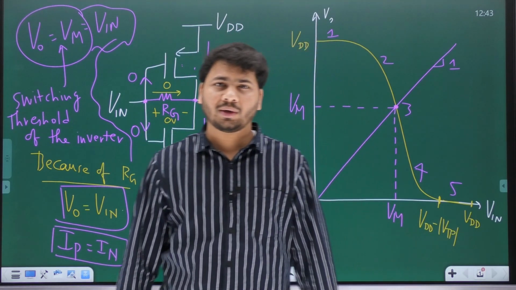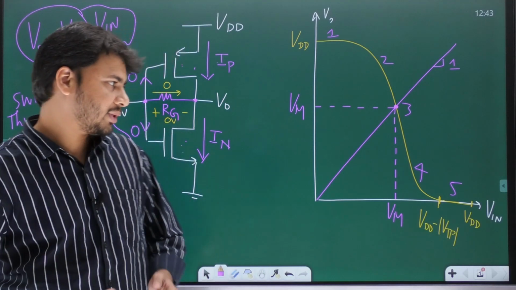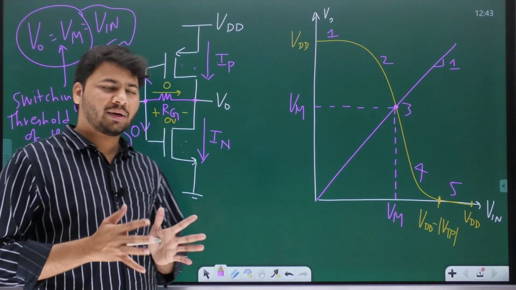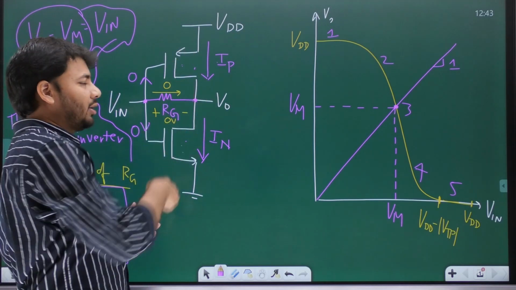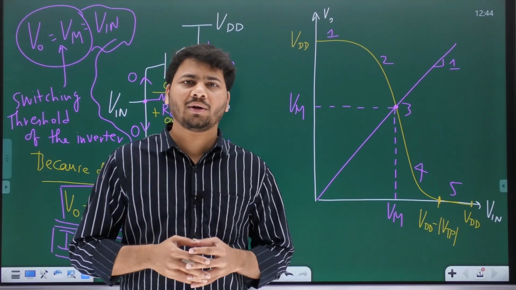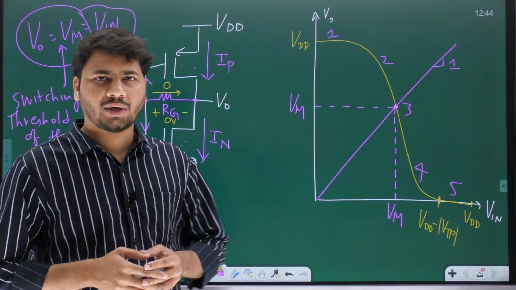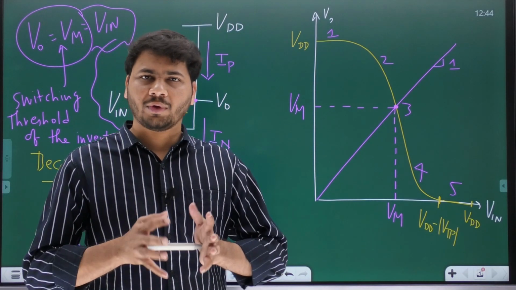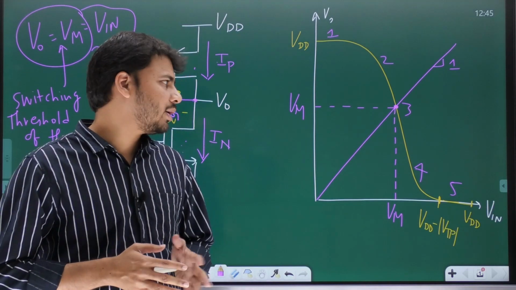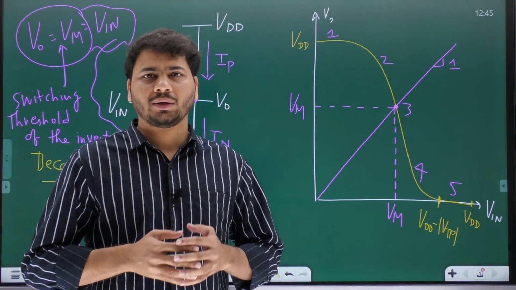Now, for any inverter, you can always find the value of the switching threshold just by connecting a resistance between input and output terminals. Of course, you have to connect the power supply. And knowing the value of Vm, the switching threshold of a CMOS inverter, will convey a lot of useful information about the NOT gate, and we'll find out what that information is.